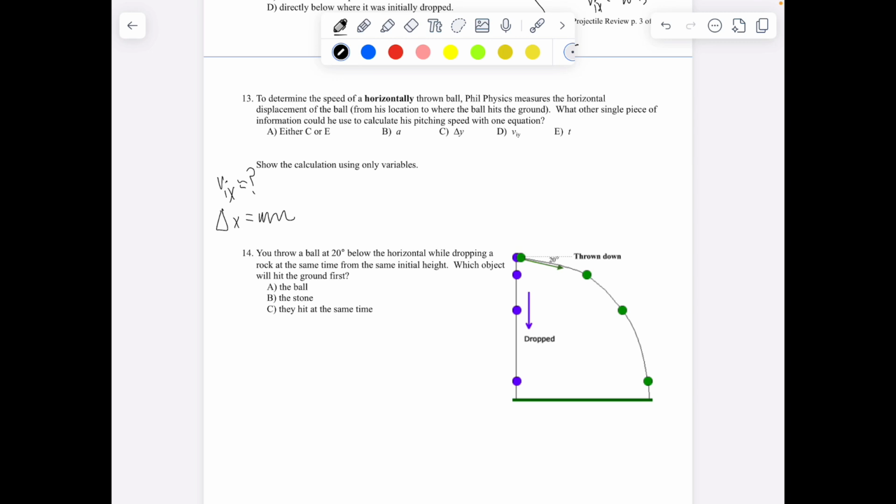Well, this is very similar to our falling ball lab. We had our ball. What we were able to do is we were able to determine that initial velocity with two things. You had to measure your delta x, and you had to measure your delta y. So what we are missing is our delta y.